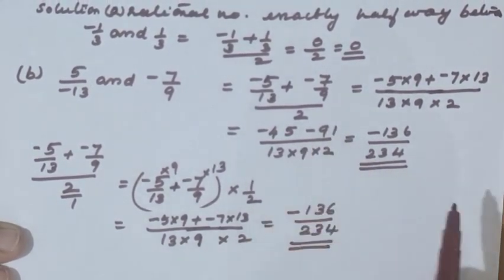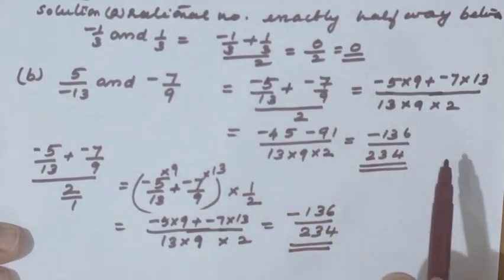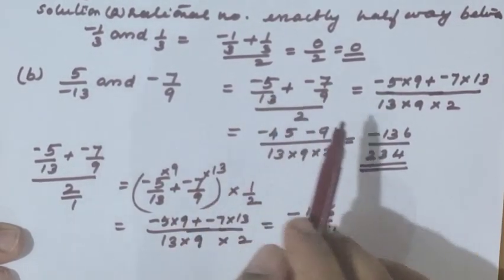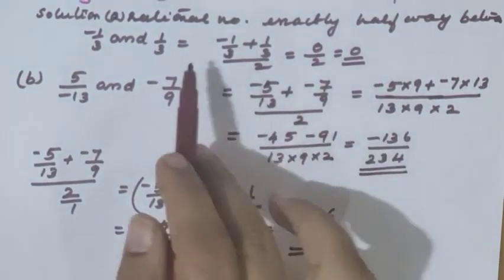This is also one of the questions based on this only, because it is exactly halfway, that is, the whole sum divided by 2. So we got the answer for these two questions also.